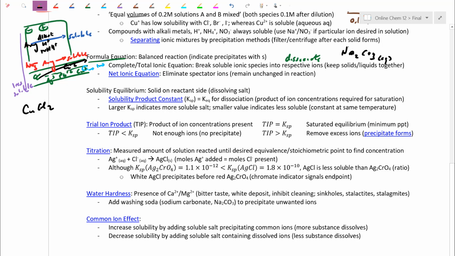This means that the sodium is actually no longer holding hands with carbonate. Water has separated the sodium ions from the carbonate ions. So when we do our complete ionic equation here, we'd end up writing that part there, 2 sodium and carbonate. Polyatomics themselves stick together here.